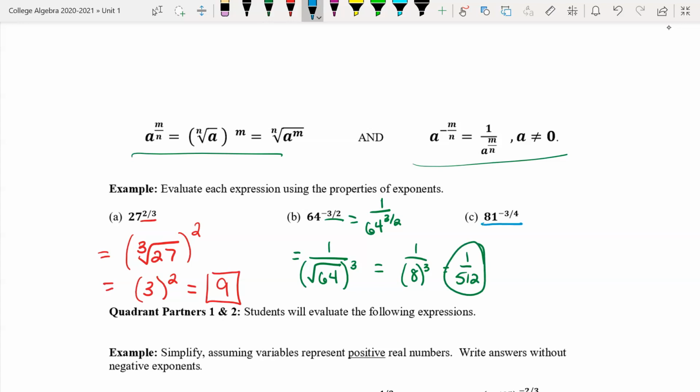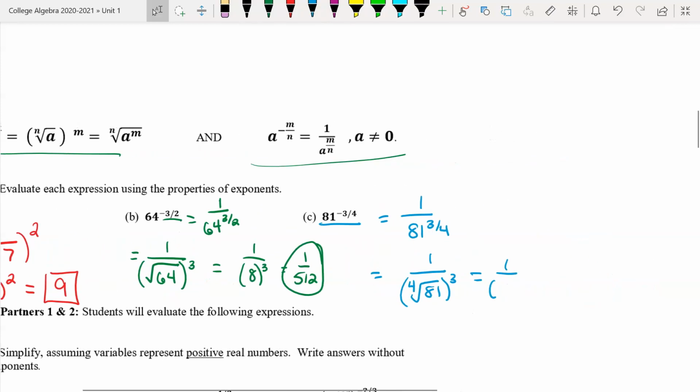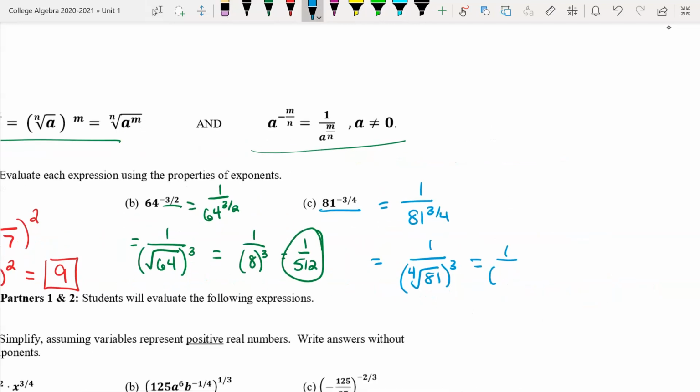Same way here, another negative exponent. So I've got to move it to the bottom to make it positive, and I can do the fourth root of 81 and then cube it. The fourth root of 81 should be 3, and I would cube it to get 27. All right?